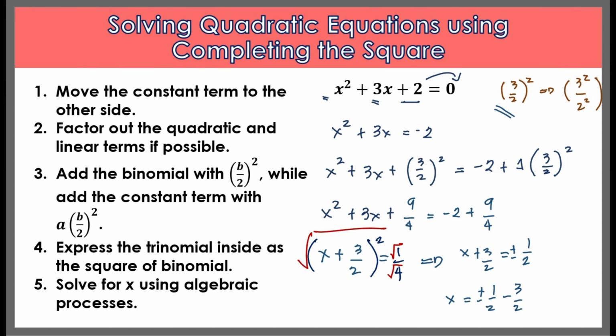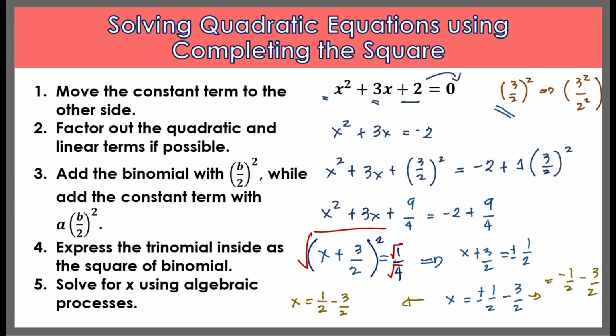Finally, pwede na tayo ulit mag-branch out. So, dito ko ilalagay yung isa sa kaliwa. So, x now is equal to positive 1 half minus 3 half. And dito naman sa kanan yung isa. Hindi na kasi kasya. So, negative 1 half minus 3 half.